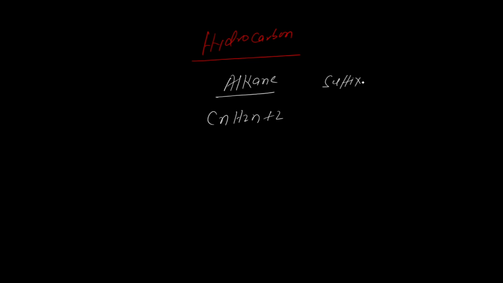Hydrocarbon of class 11th. So let's start with the alkane. Alkane is CnH2n+2. This is the molecular formula of alkane, and the suffix we use is -ane. Alkanes have only single bonds.